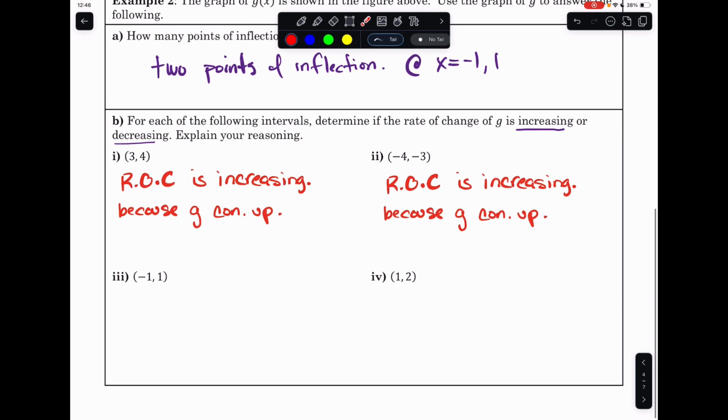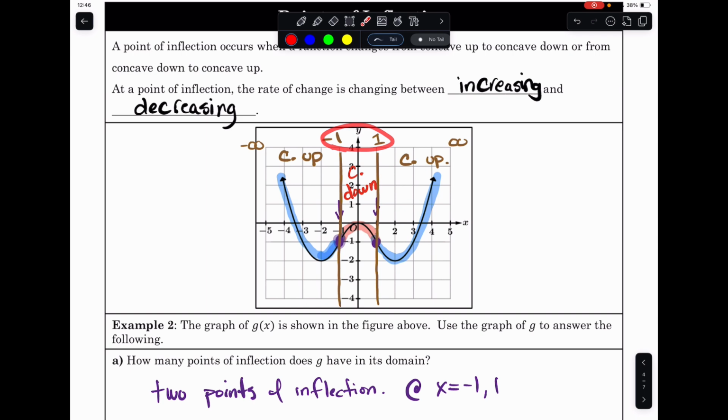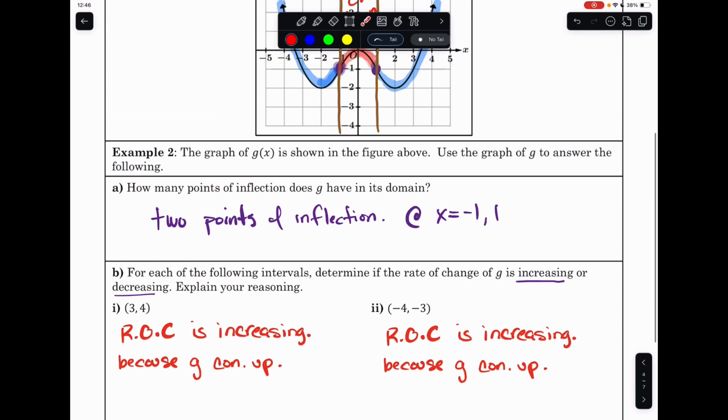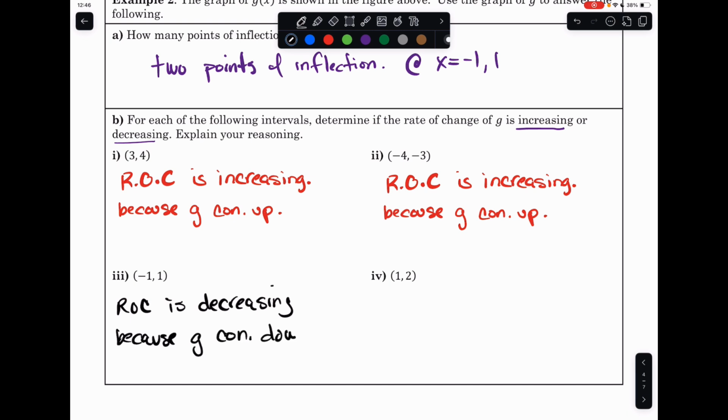Well, what's happening between -1 and +1? Well, it's concaving downwards. So that means that the rate of change is decreasing because G concaves down.